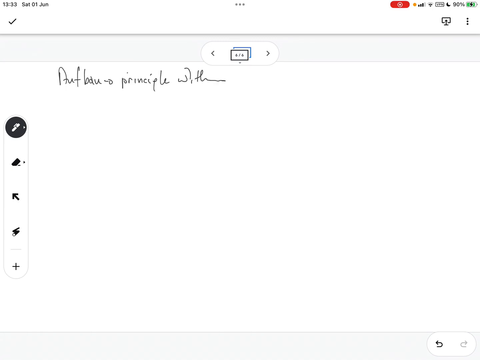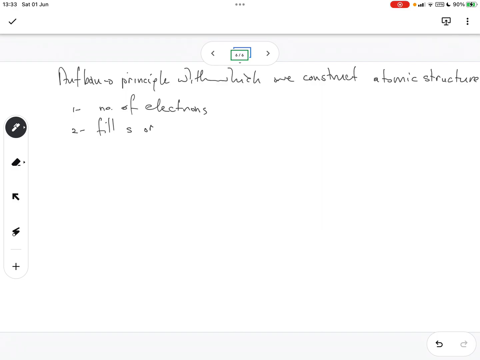So it's literally a principle we construct atomic structures, because we can't construct the atom, but we can construct its structure. All right, so we need to first find the number of electrons that the atom has. 2, fill s orbital up.